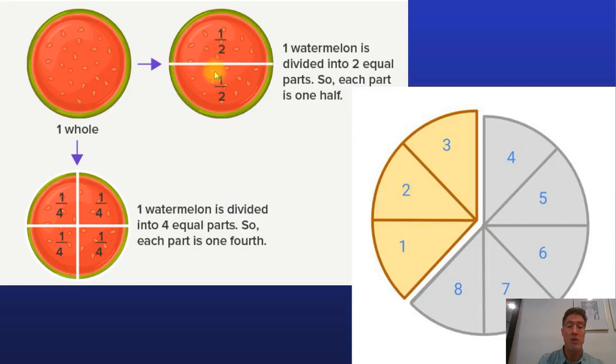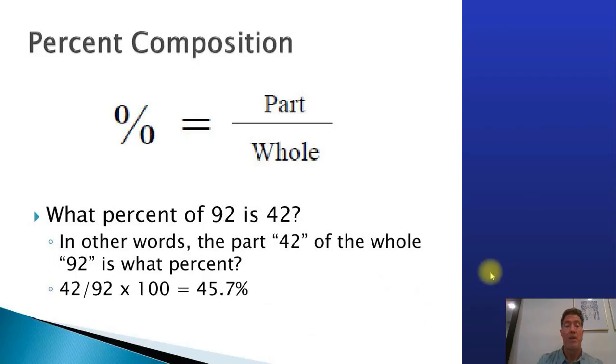So if I cut a watermelon into 2 halves, right, each half is 50%. If I cut it into quarters, each quarter is 25%. So in this case, I would have 3 out of a total of 8. So 3 out of 8 parts would be my percent composition of this to the whole. So again, it's just a simple math problem. Percent composition is part in the numerator over whole in the denominator. What percent of 92 is 42? Well, we say 42, the part, out of the whole, 92, times 100 gives us 45.7%.